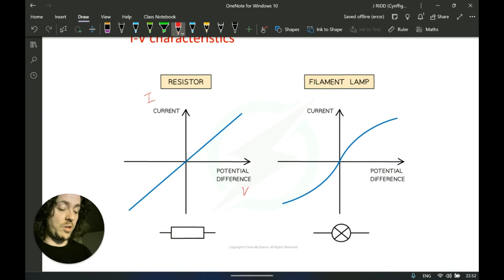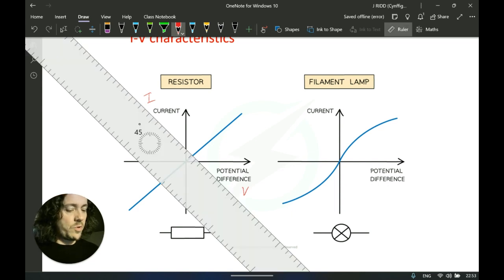Anyway, with a resistor, what you'll notice is that these two things are directly proportional. A straight line through the origin is a directly proportional relationship, and essentially any doubling of the voltage will also correspond to a doubling of the current. The ratio of these is constant, okay? And that relationship is given by the resistance.